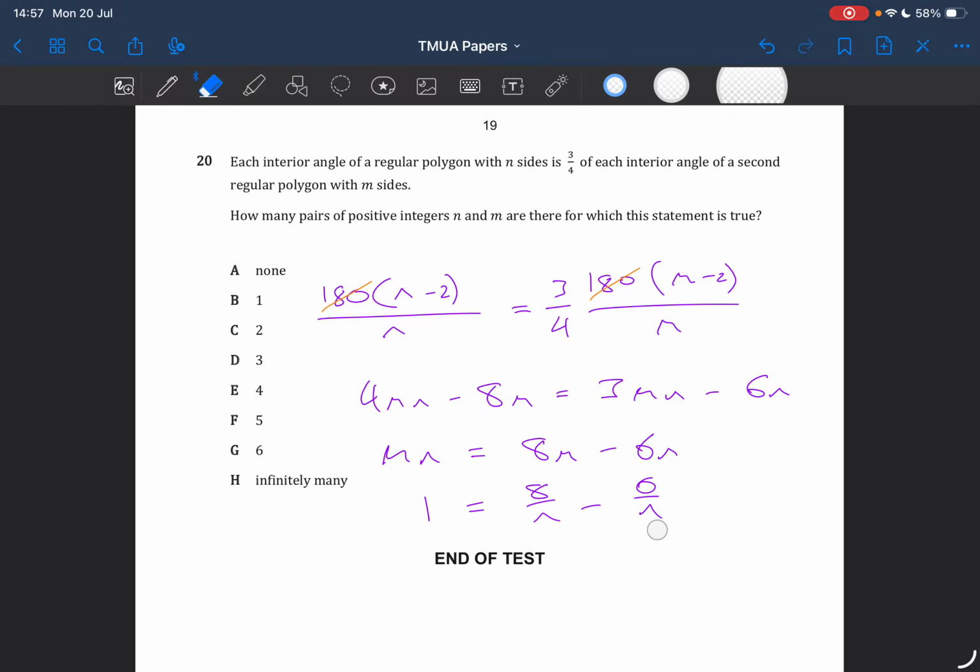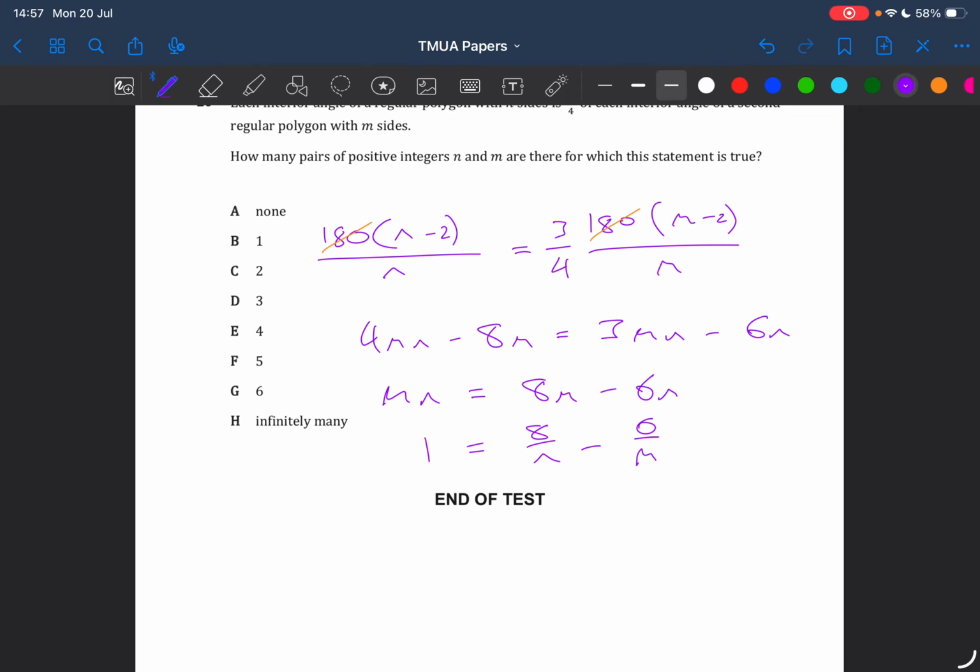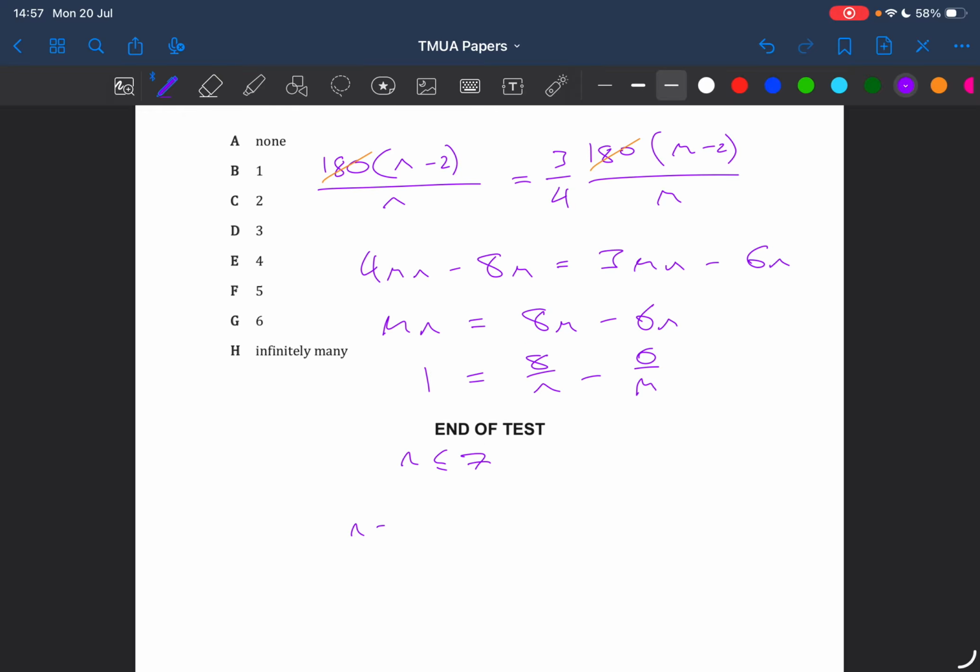Also, m's and n's. This should be an m. Yeah, this thing, m is always positive, yeah? 6 is always positive. So this thing is always positive, so we're taking away something positive. We're making it smaller. This must therefore start bigger than 1. So that tells us that n is less than or equal to 7. So what can we have? n can be 3, 4, 5, 6, and 7.